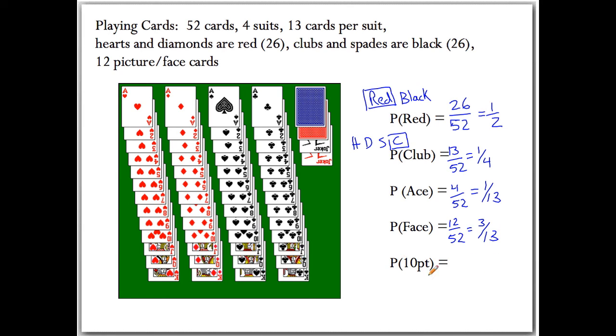Now the next question says, what's the probability of getting a 10-point card? And this is used in blackjack. So a 10-point card is going to be a 10, jack, queen, or king. So these are your 10-point cards right here. And so there's actually a total of 4 per suit. So that can be 16 out of 52 or 4 out of 13. Now again, all of these can be changed into percentages, and of course you would have to round them, and these would be the exact probabilities right here.